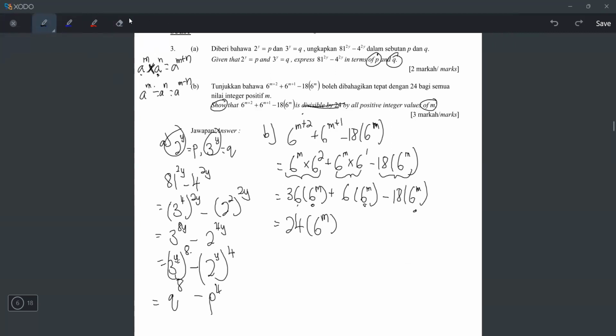Okay. Now only you worry about this word. Show that this thing is divisible by 24. So just look at this. Can this thing divide by 24? The answer is yes, because 24 bracket 6 power m means 24 times 6 power m. So can this divide by 24? The answer is yes, because you can just cut it. All right. Because it's a times relation atas, you can just cut it. So that's why shown, you just write the word shown. So that's the answer. That's all.